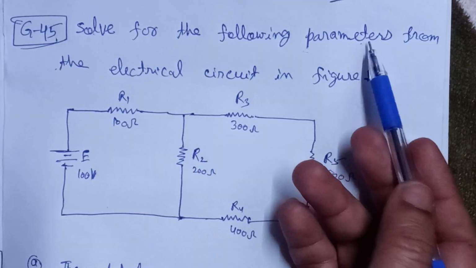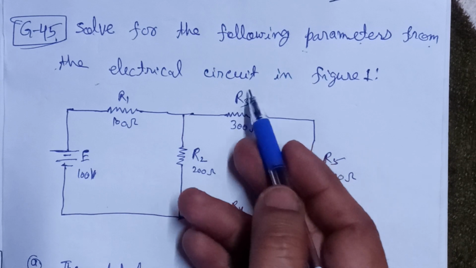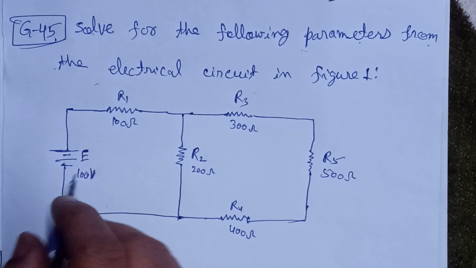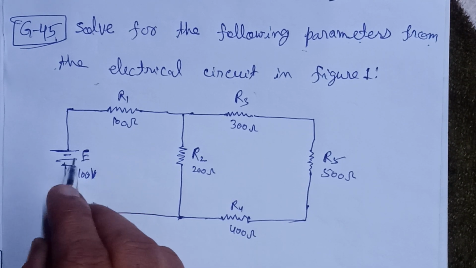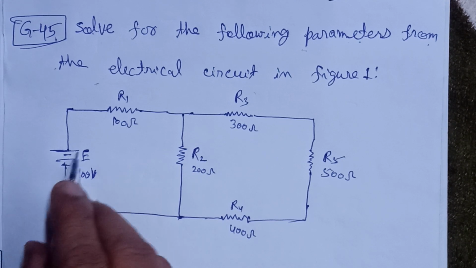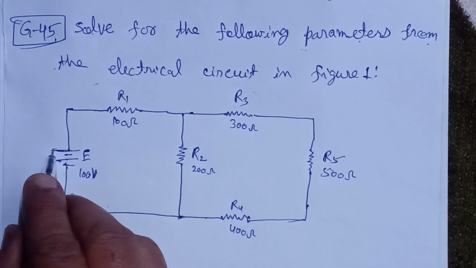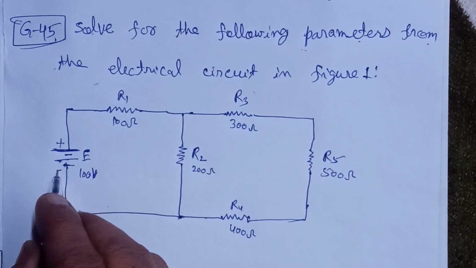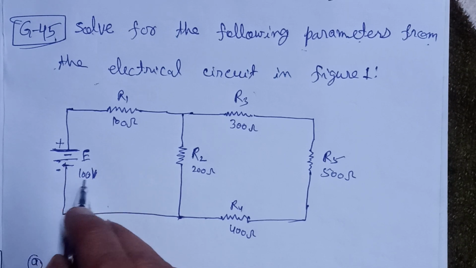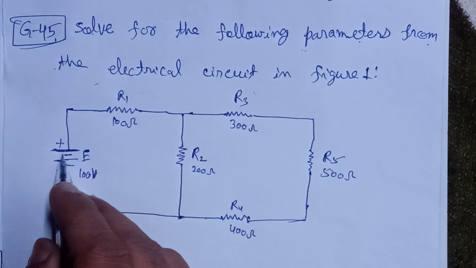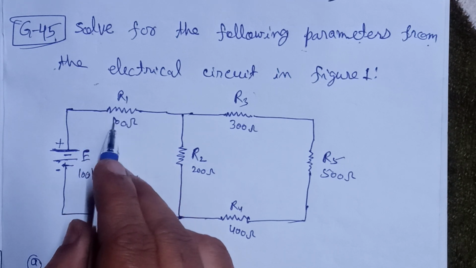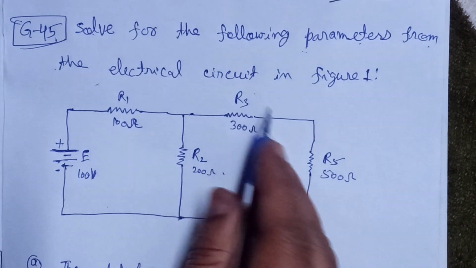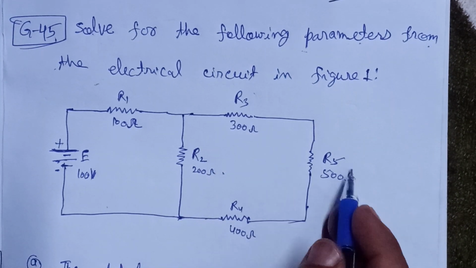Solve for the following parameters from the electrical circuit in figure. There is a given figure in which a battery, which consists of two cells here. This plate is positive because it is larger than this, and this plate is negative. This is a 100 volt battery, and there is a resistance R1 of 100 ohm, R2 is 200, R3 is 300, R4 is 400, and R5 is 500.